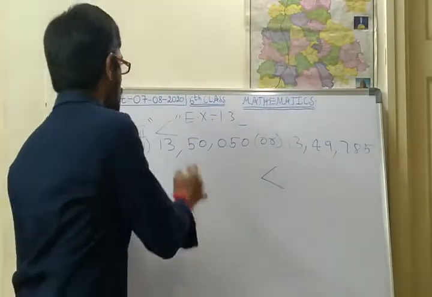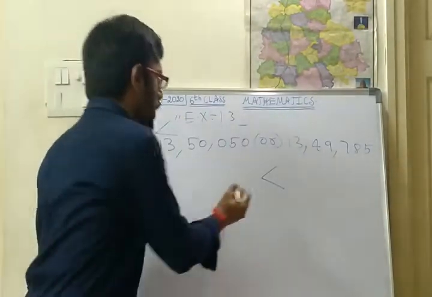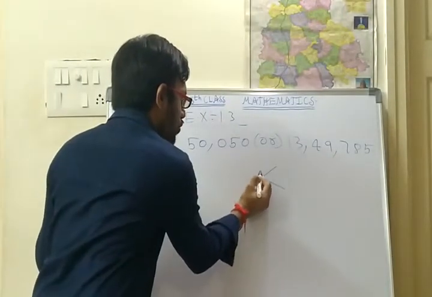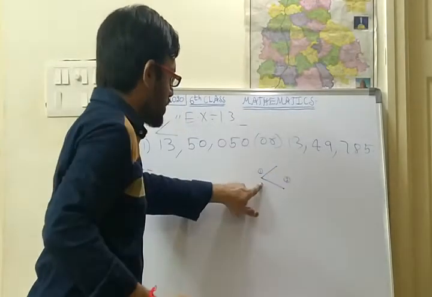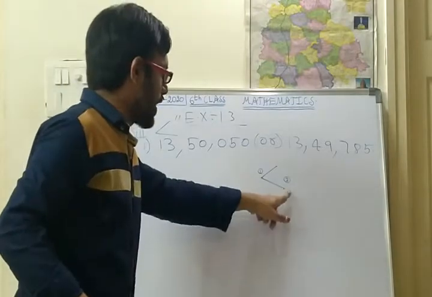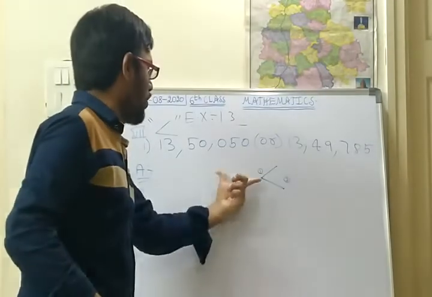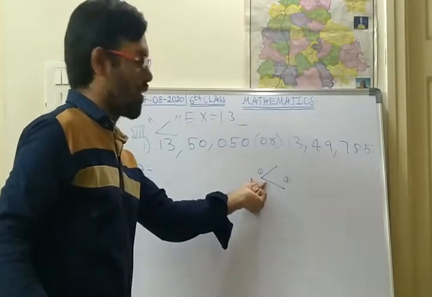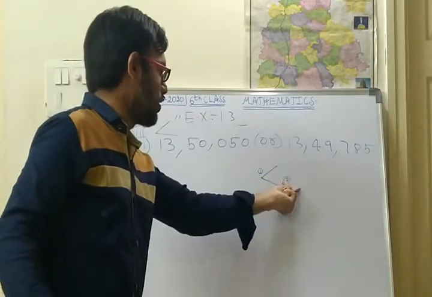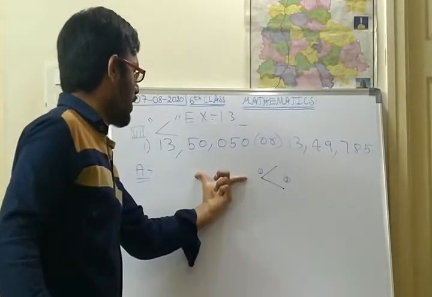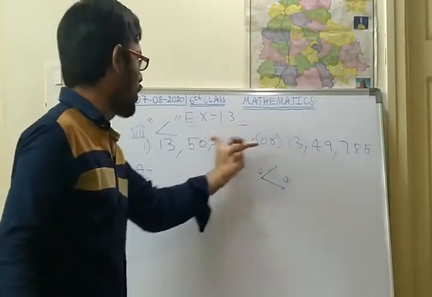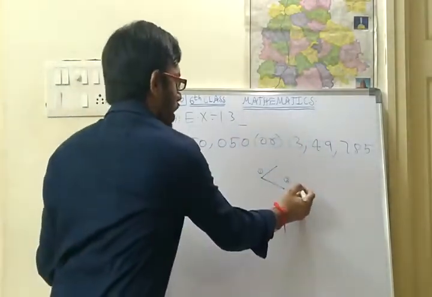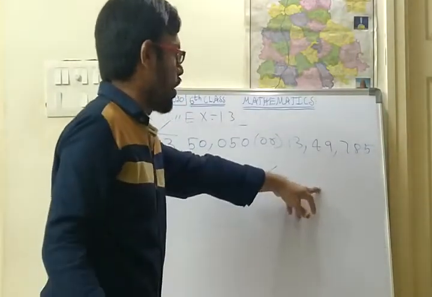Afterwards, here how many dots are there? At the left side 1 dot is there, and at the right side 2 dots are there. So 1 is smaller than 2. Here, at the left side, you have to write the smaller number among these two numbers, and obviously at the right side you have to write the bigger number.